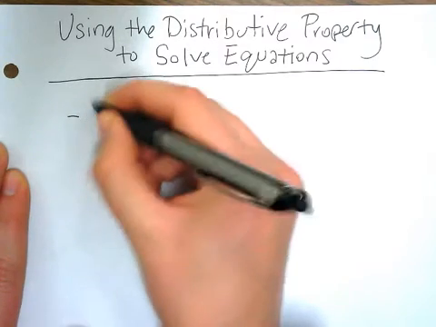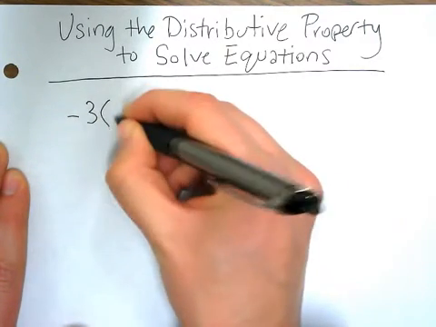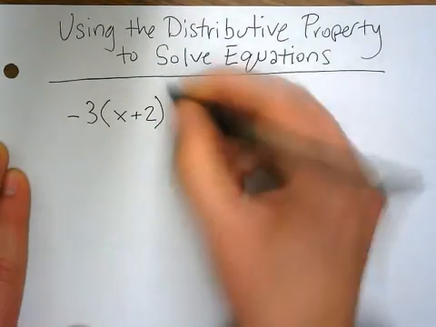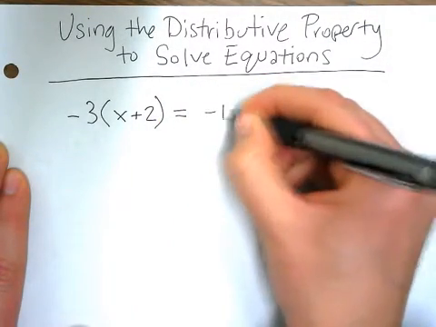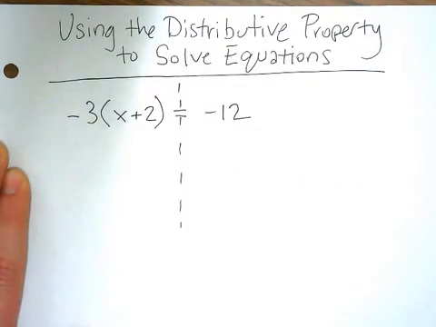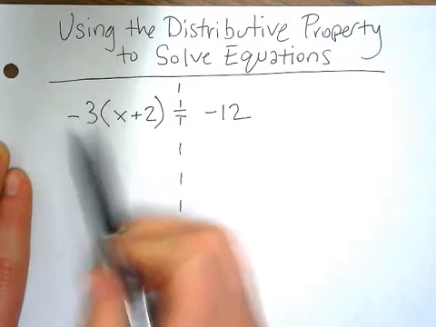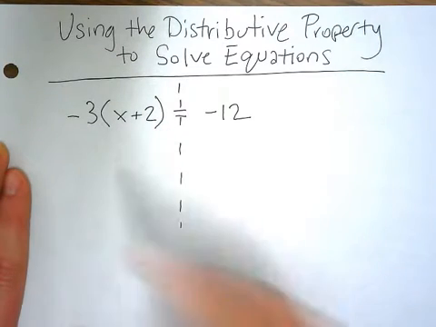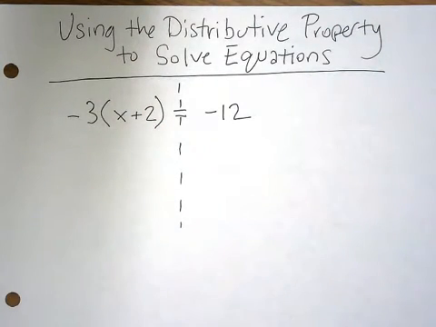Say we're given the equation -3 times the quantity x plus 2 equals -12. This is different than other equations we've worked with because we have -3 times something that's in parentheses. The first strategy we're going to use is the distributive property.